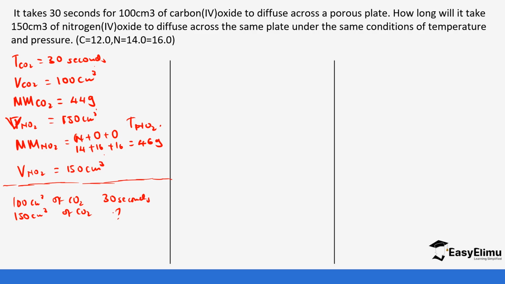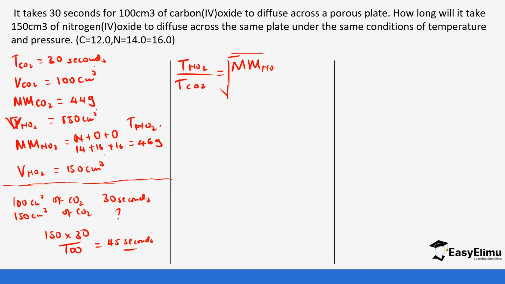So when we cross multiply, it's going to be 150 times 30 divided by 100, which gives us 45 seconds. Now we can use this time, it equalizes the question. So we are looking for time. So we'll start with the second. This is time of nitrogen oxide over time of carbon dioxide is equal to, we use the molecular mass because we have it. So the molecular mass of the second, which is nitrogen oxide, over the molecular mass of the first, which is carbon dioxide.